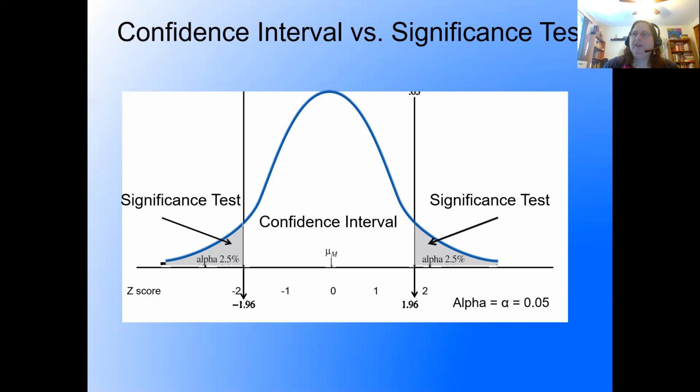See, they're saying the same thing. They're both saying, if you're on the outside, you're going to reject. If you're on the inside, you're not going to reject. They just have a weird way of saying it for confidence intervals.